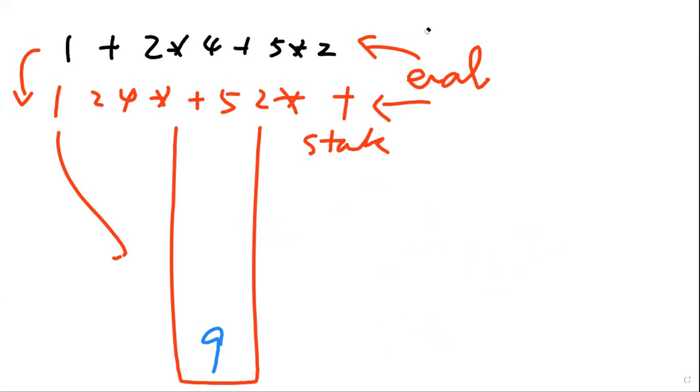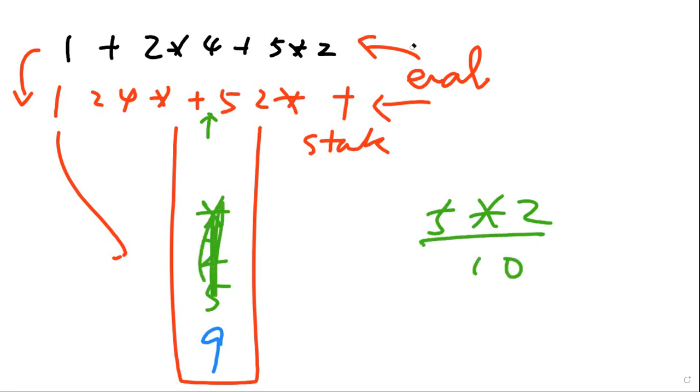Now my cursor moves up to here. Now I push 5, push 2 there. Then I see times there. Now I pop out these, I have 5 times 2. I pop out this 2. So this one's 10. I push it back.